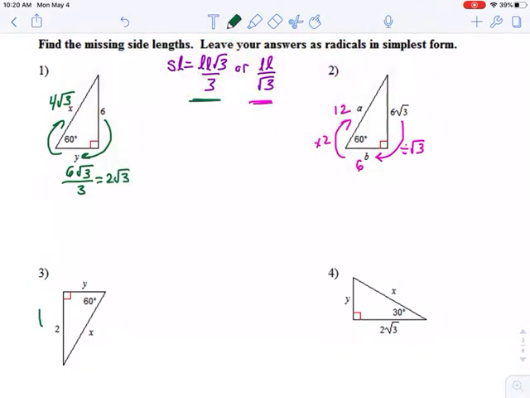Number 3 is like number 1. We're going to use the same rule. You're going to be multiplying by radical 3 over 3. So I'm going to get 2 radical 3 over 3. And it can't be reduced. That's it. And then to find the hypotenuse, you always just multiply by 2. So it's going to be 4 radical 3 over 3.